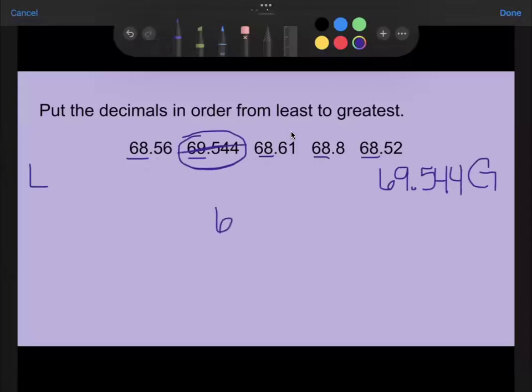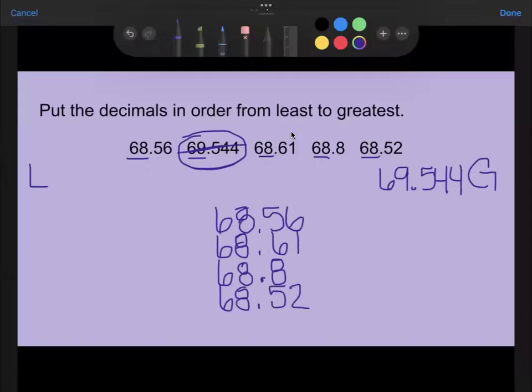So we've got 68.56. We have 68.61, 68.8, and then 68.52. Okay, so we've already talked about how all the 68s are the same, so that's not going to help us.